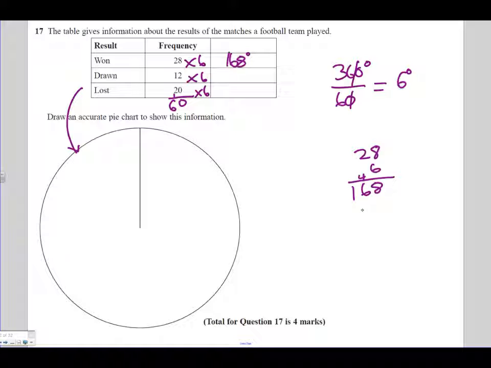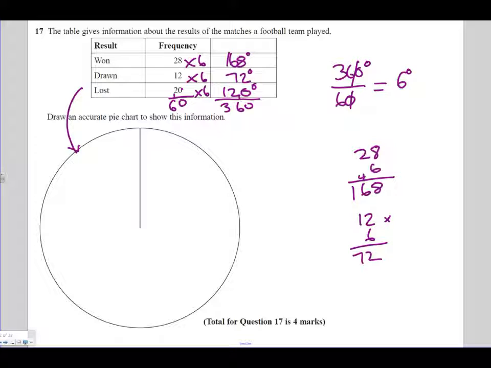Let's look at drawn. 12 times 6, you should know this from your 12 times tables, 72. So we need an angle of 72 degrees. And this one, 20 times 6, is 120 degrees. So they're the 3 angles we need to plot. And as a check, you can add them together and you get 360 degrees. So that's a double check that you've done your calculations correctly.